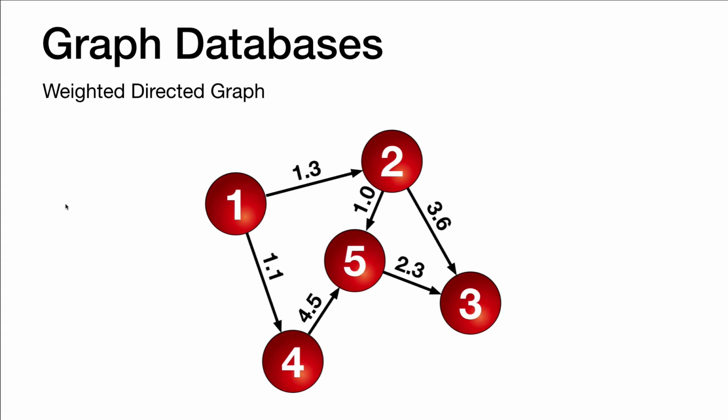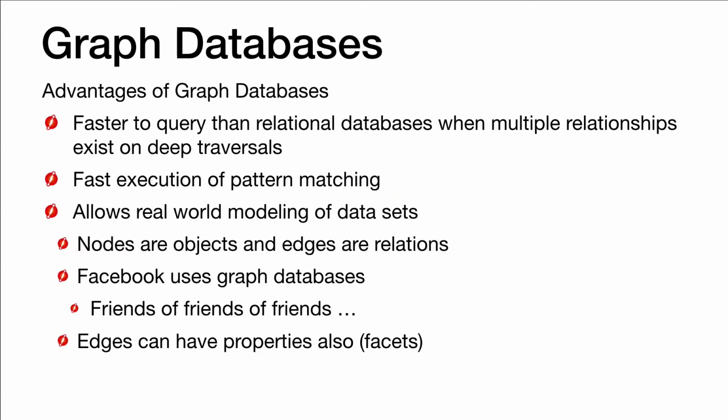This is an example of a weighted directed graph. The weighted values do not have to be numerical. They do not have to be floats. They can be anything that signifies some type of hierarchy. So what are the advantages of graph databases? Well, generally, they're faster to query than a relational database when the data relationships are complex.